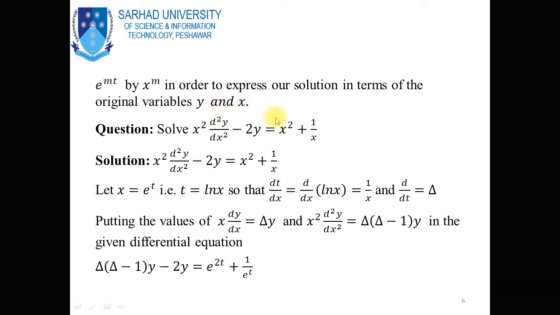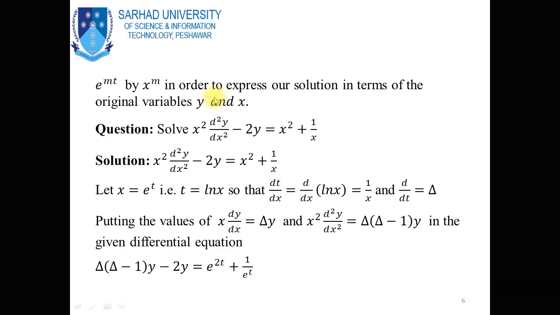So dear student, you see over here this is the Cauchy-Euler differential equation. We transform this Cauchy-Euler differential equation into a higher order linear differential equation with constant coefficients, which we have discussed already in the previous video lecture. And we know that the solution of a higher order linear differential equation with constant coefficients has two parts. One is the complementary solution and the other is the particular solution.